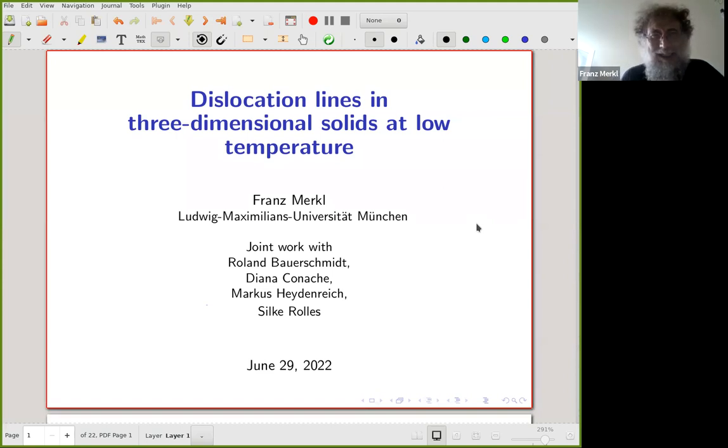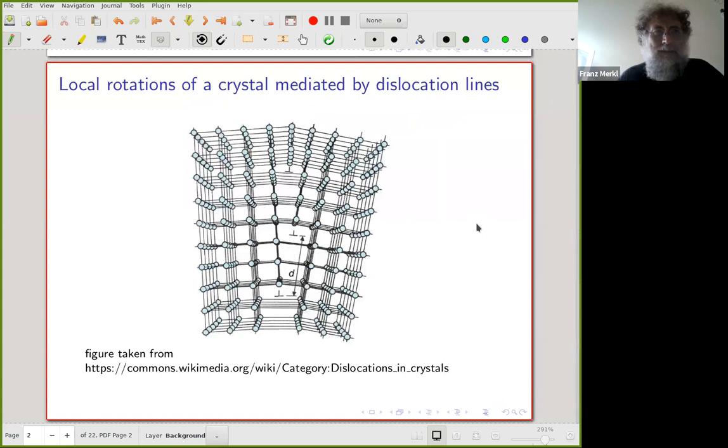Well, it's a first step I would like to tell you. Let me start with some motivation. Let's look at a crystal at positive temperature. It may have dislocation lines.